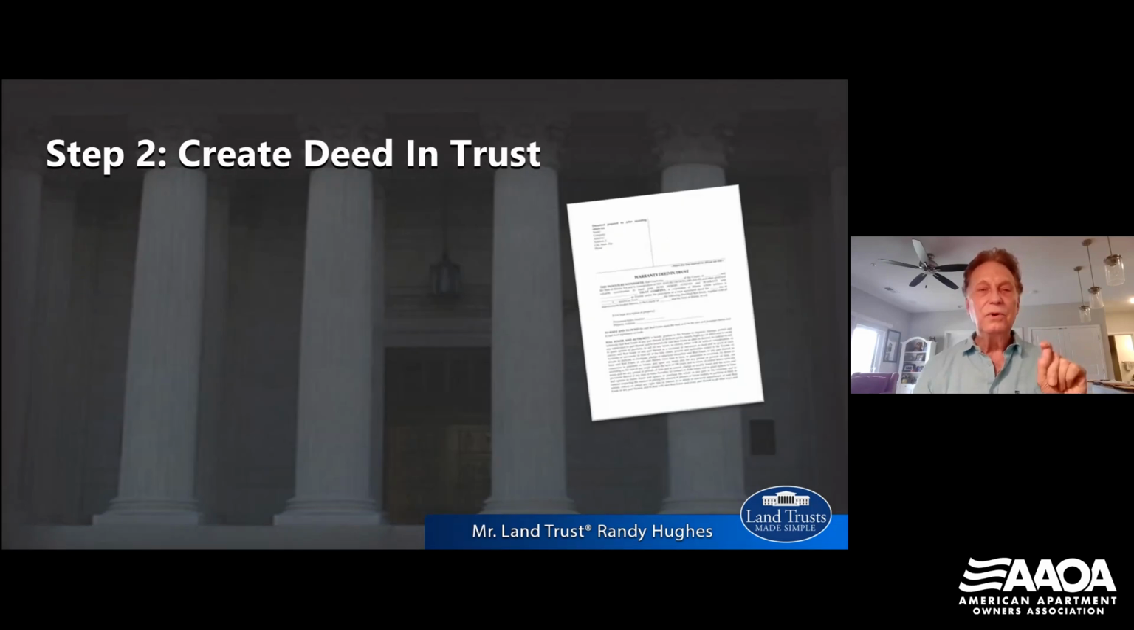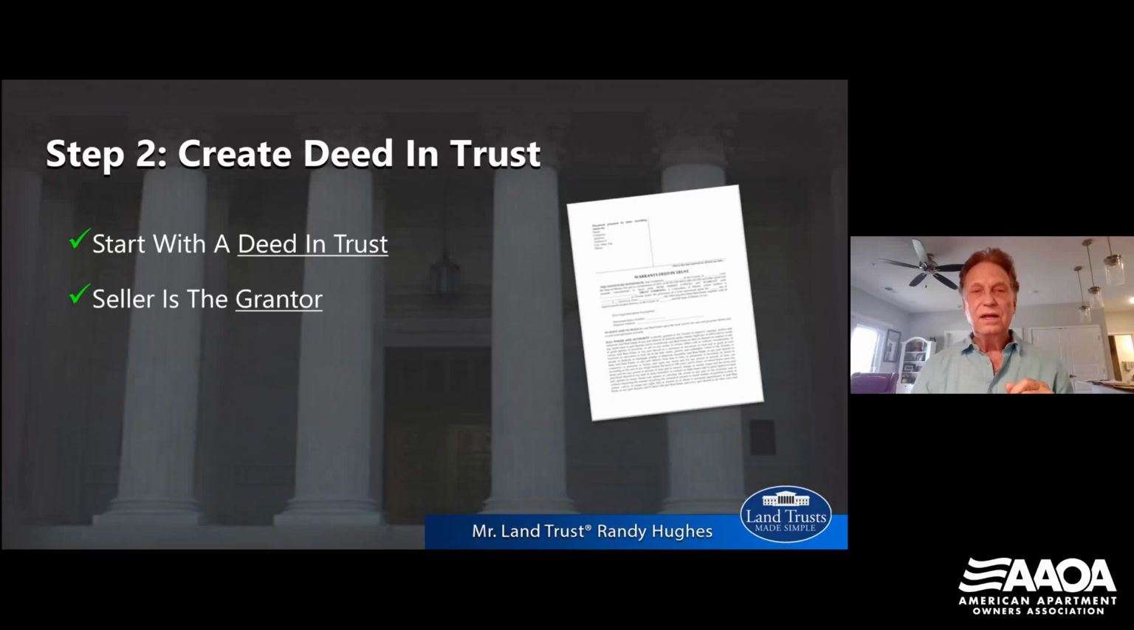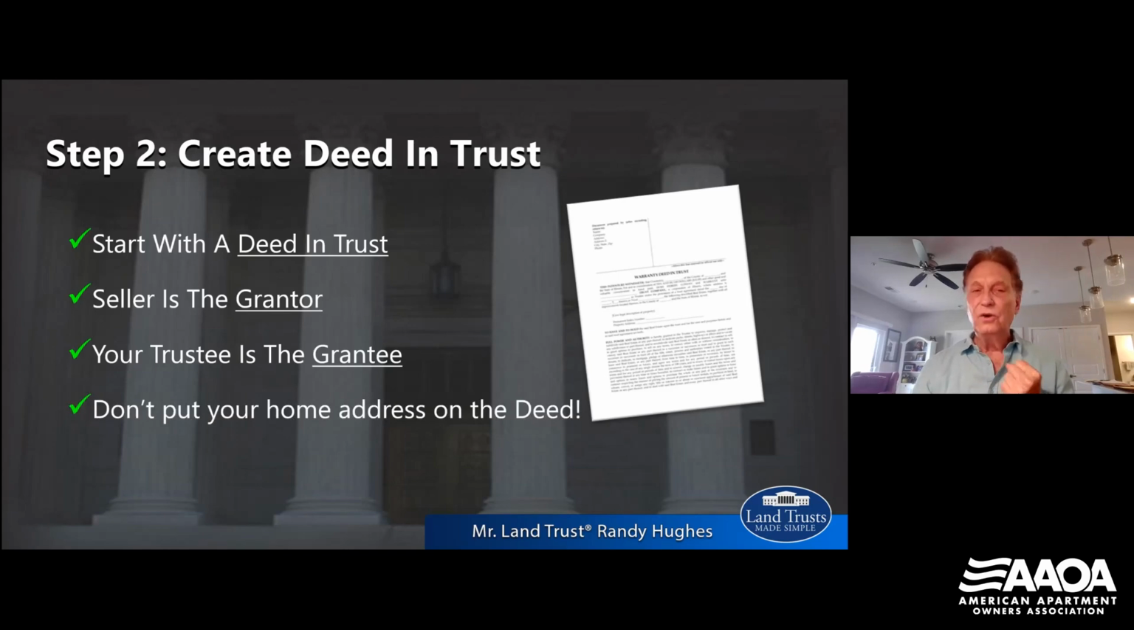Step 2, now we've got the trust form. Now we're going to put the property into the trust. So we start with a deed in trust, and I'll give you some samples to use. Again, doing it the right way, you take title directly from the seller, so the seller will be the grantor on the deed, and your trustee is receiving title. They're the grantee on the deed. Don't put your home address on the deed. Use a P.O. box, okay?